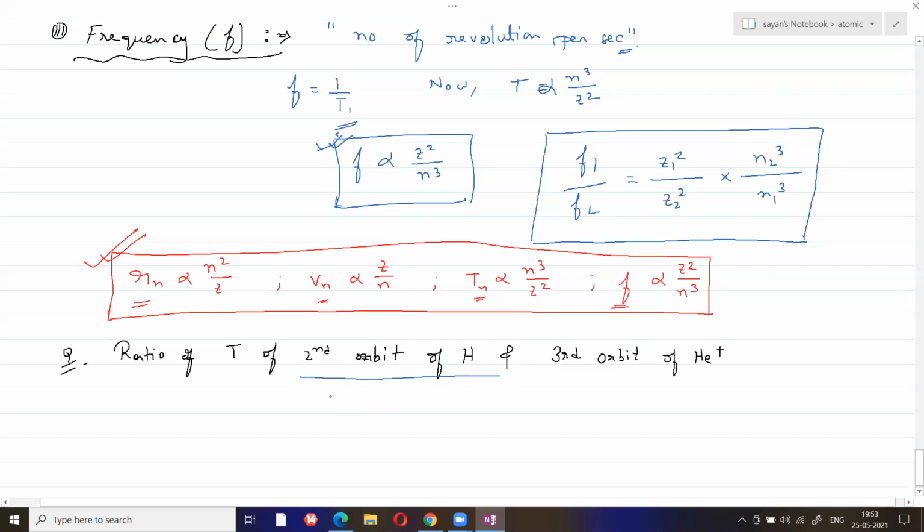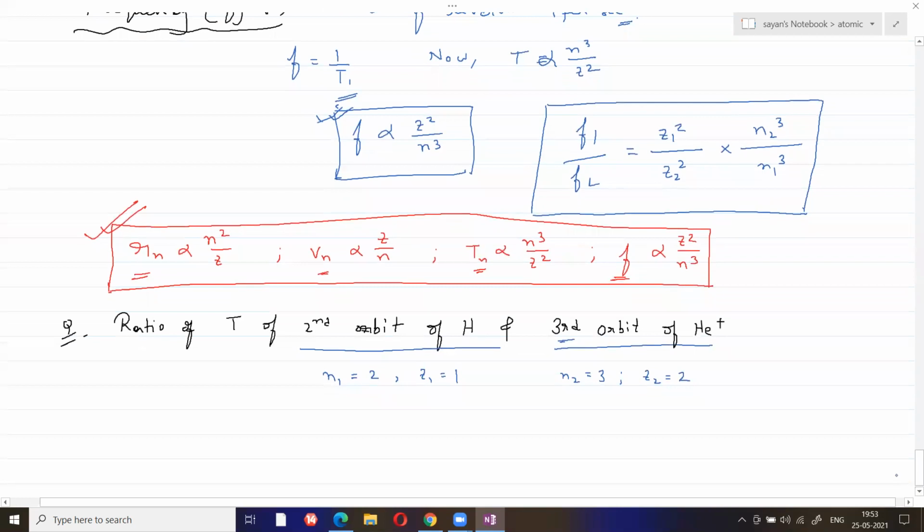In this case, just take the n1 value. Second orbit means n1 is 2, and what is the z value? Atomic number of hydrogen is 1. The n2 value is 3. That means third Bohr orbit means n2 value is 3 and z2 value is 2. So T is proportional to n cubed by z squared.